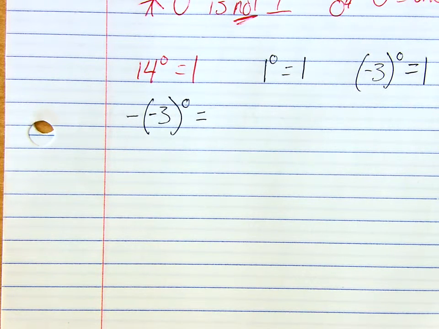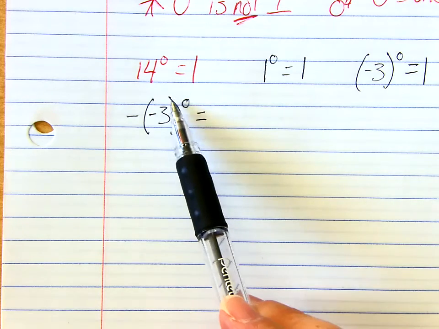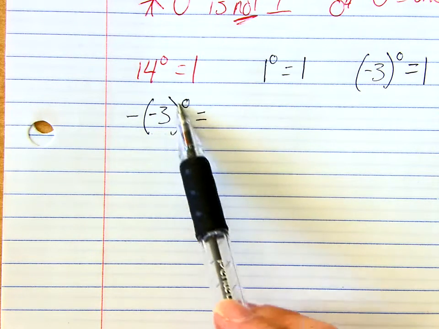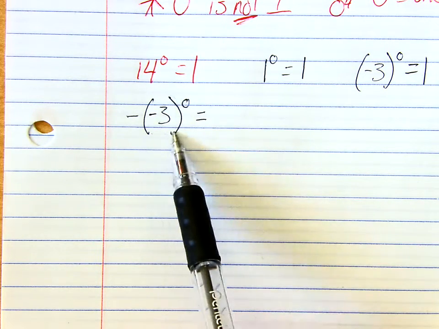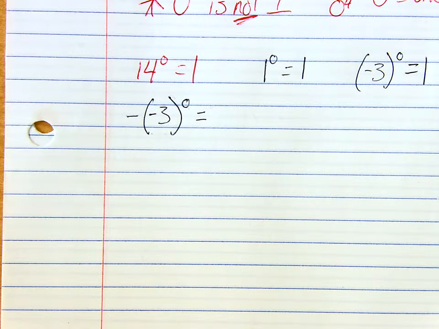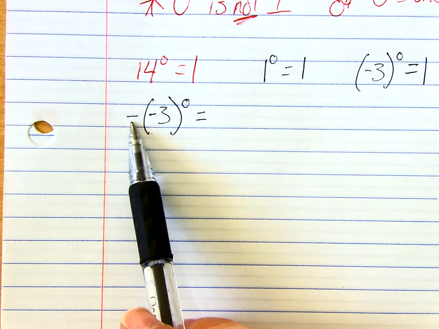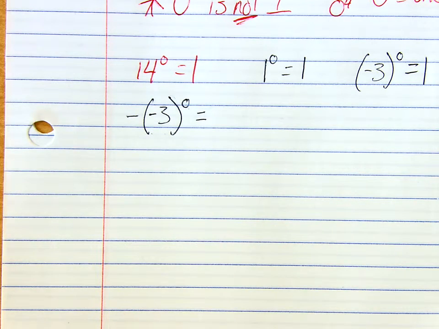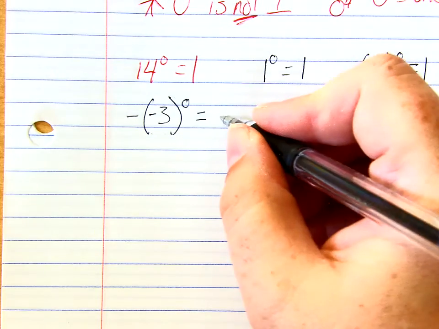Inside the parentheses, is there anything to do? No, it's just a negative 3 in there. Nothing to simplify, nowhere to go. So now the next thing I need to do is exponents. So I have, in this case, negative 3 in parentheses being raised to the first power. What is that? That's positive 1. We talked about that a minute ago. Now, this negative out in front tells me negative 1 is the correct answer here.